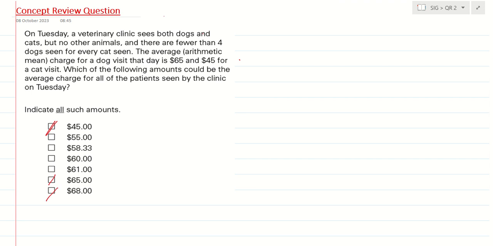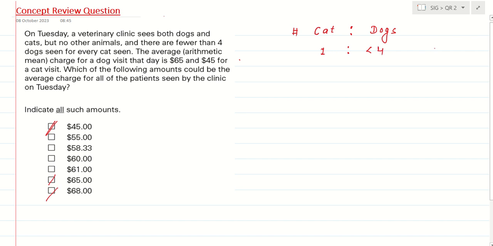The question reads as, on Tuesday, a veterinary clinic sees both dogs and cats but no other animals. And there are fewer than 4 dogs seen for every cat seen. Which means the ratio is very simple. The number of cats seen by the doctor and number of dogs seen by the doctor, the ratio is given. If one cat, then what about the dogs? Fewer than 4.